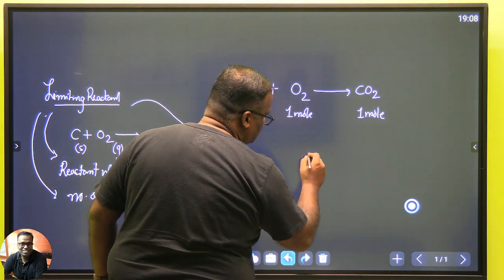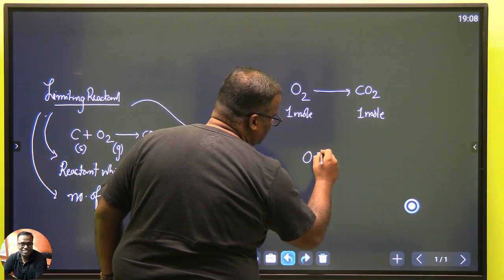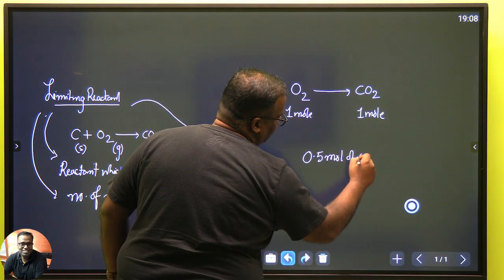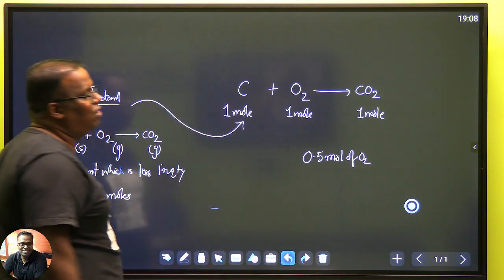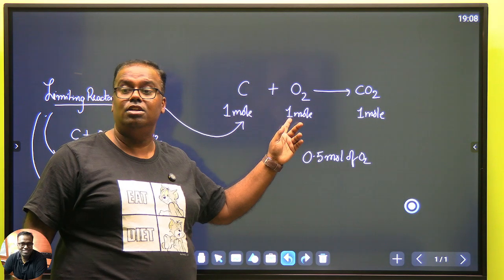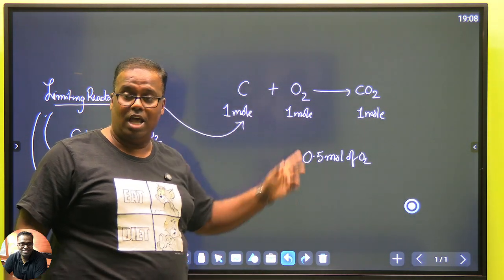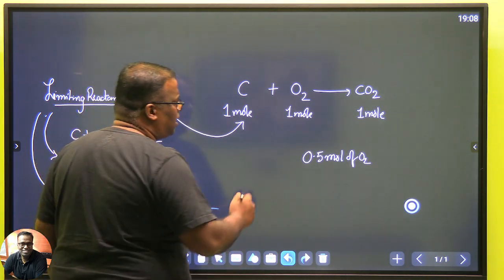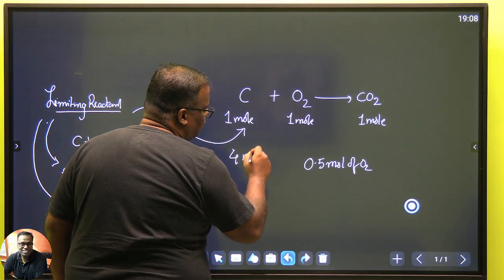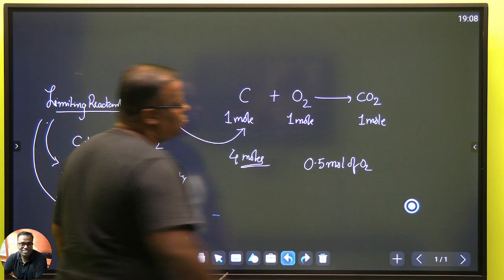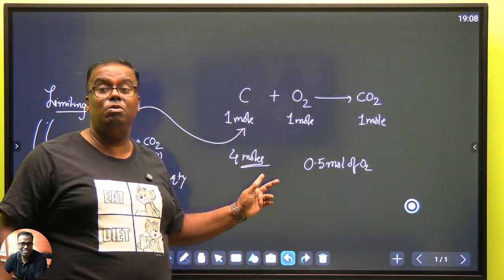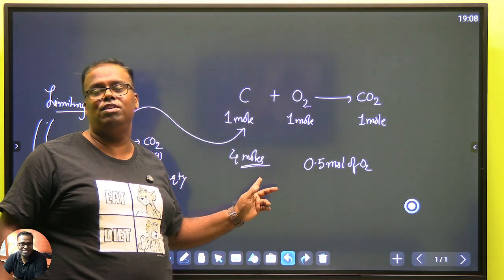Now suppose I made the environment such, and Dhruv is performing this experiment, that Dhruv has only 0.5 mole of oxygen. Now who will be the limiting reactant? Oxygen is the limiting reactant. And he brought so much carbon, a bag full of carbon. Say for example, he has brought 4 moles of carbon. Will you be able to burn all? You will be able to burn how much? Only 0.5 mole.